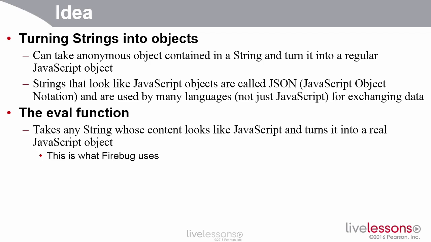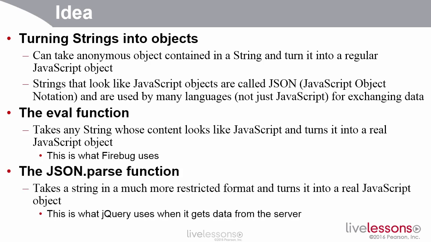But for web applications, when you're getting data from the server, people nowadays use a more restricted function. They use a function called JSON.parse. The string that comes in is much more restricted. It can't look like any random piece of JavaScript code. It looks like an anonymous object or an array definition in a much more restricted format, and we'll look at that restricted format shortly. And this is what jQuery, which we'll cover later, uses when it gets data from the server. It can't take any random string whose content looks like JavaScript, like Firebug does. It takes strings in a more restricted format.